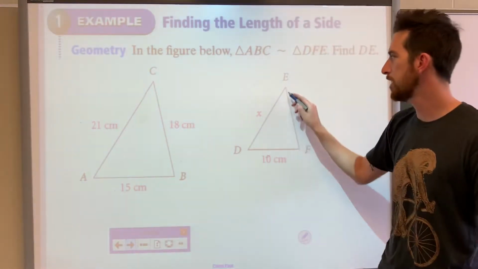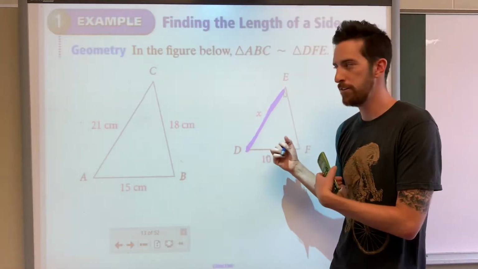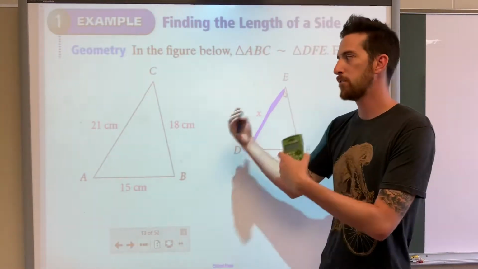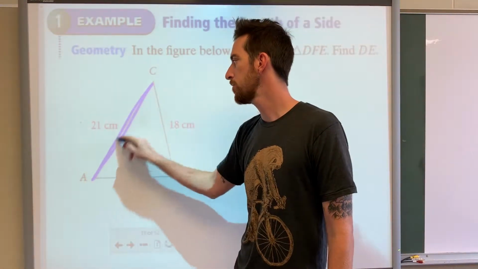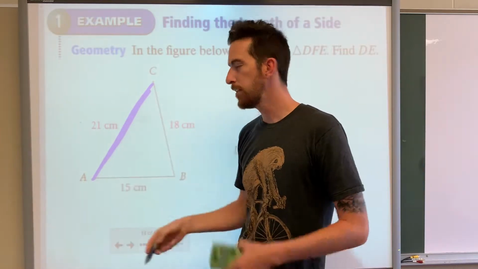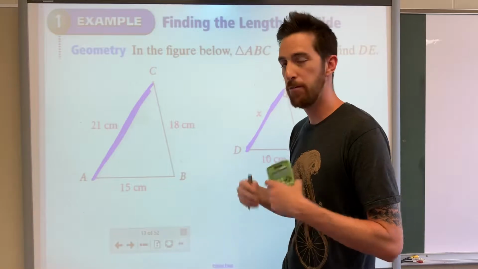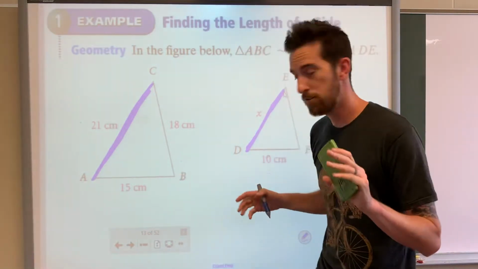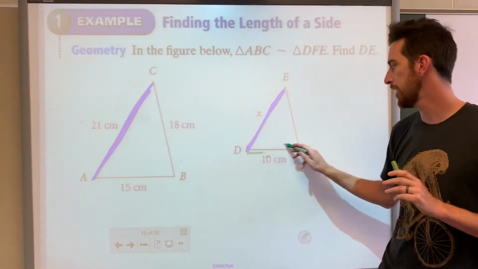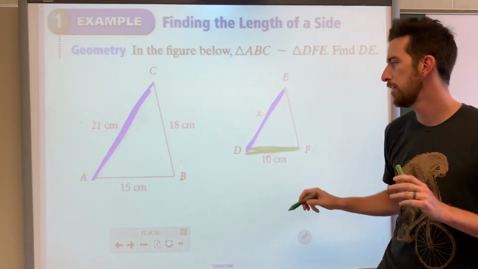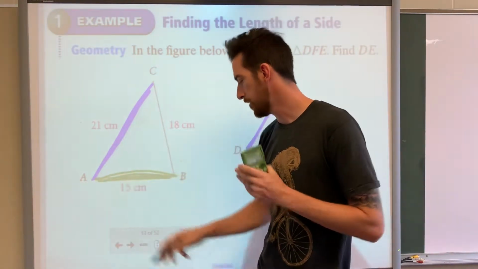So here is the side DE. Now that is the left side of this triangle. That corresponds to this side over here, side AC. So those sides will be in proportion. But we need to find another side that's in proportion on each triangle that we know for a fact what those two numbers are. So if we look at what else is marked over here, I see that side DF is 10 centimeters. That corresponds with side AB, which is 15 centimeters.